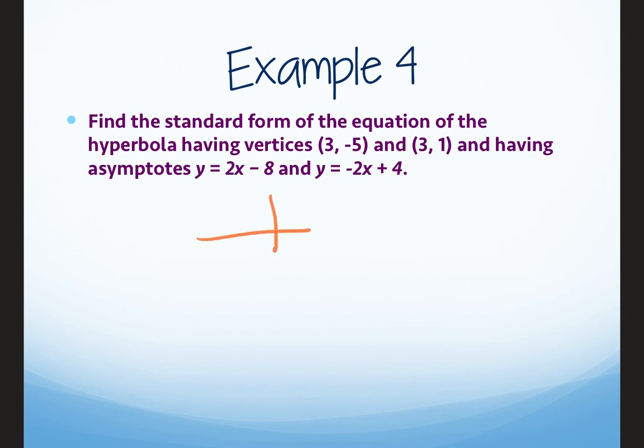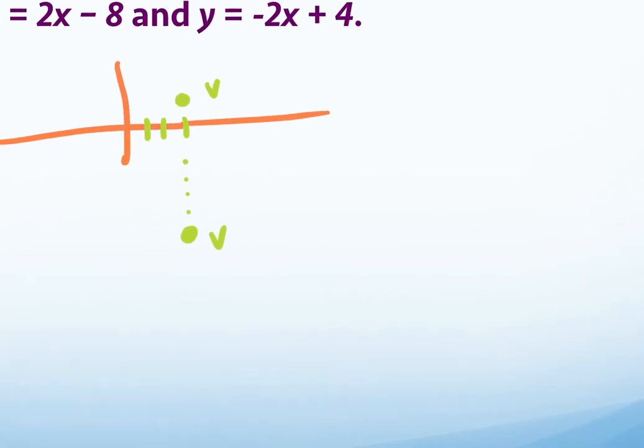So if I have a vertex at 3, -5, and 3, 1, what does that tell you about this hyperbola? It's vertical. If it's vertical, which letter comes first? Y. It's y squared minus x squared. What else can you tell me from this, or what else can you find from this?